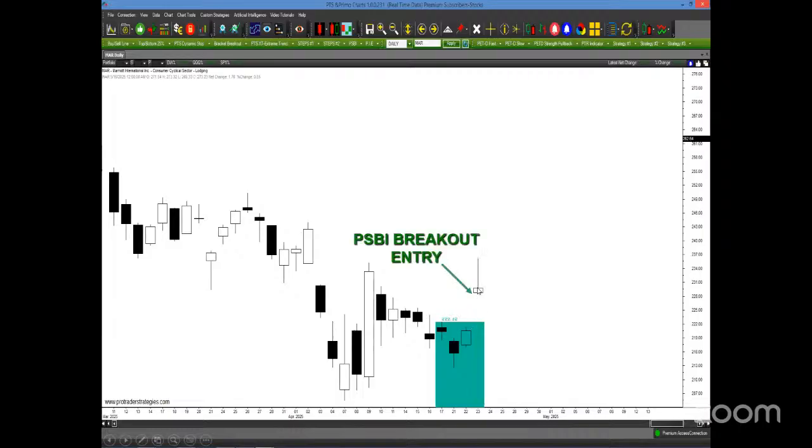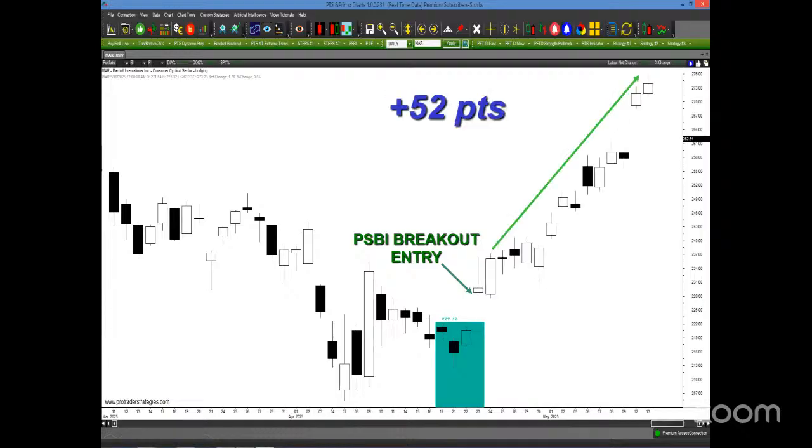And guess what? On the very next bar, it gapped up. Now it's your choice. Once again, this is not a system, so you can decide whether you want to buy higher or not, because a lot of traders don't feel comfortable buying up, and that's okay. But you could have potentially captured 52 points in the next month.